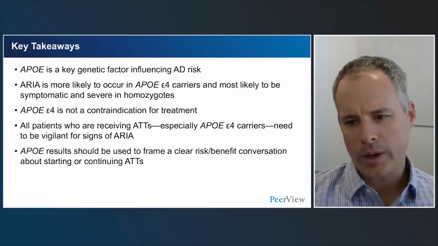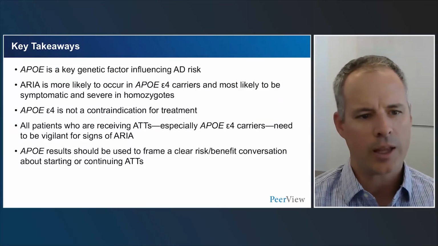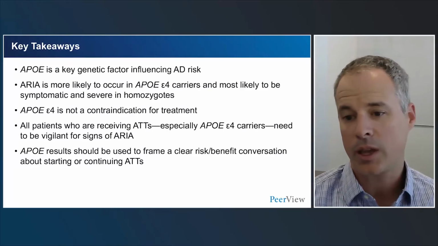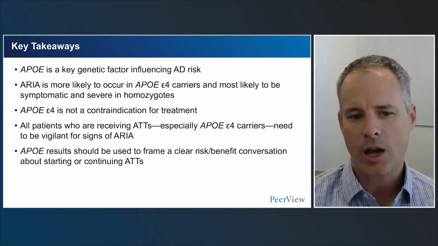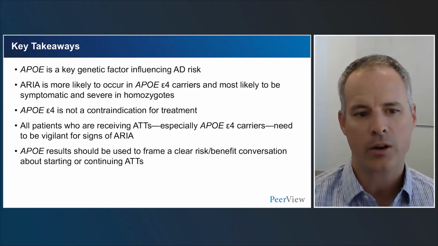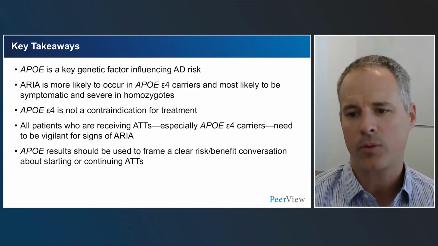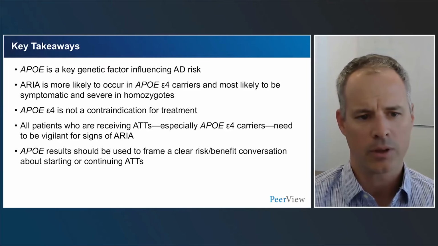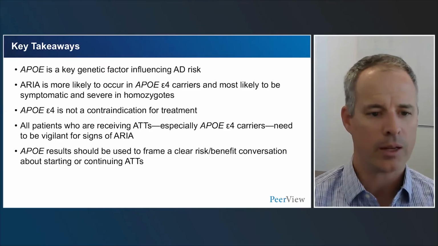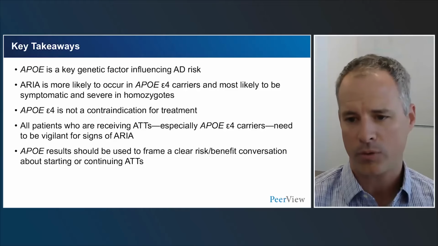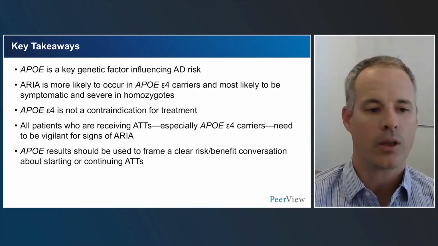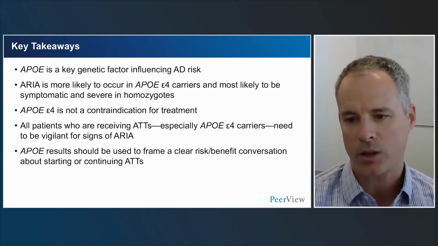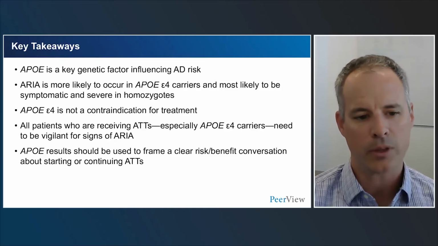So the key takeaways from our conversation today are that APOE is a genetic risk factor influencing AD risk. I think we went over that in some detail. And that ARIA is more common and more likely in APOE4 carriers, and particularly APOE4 homozygotes, who are at very high risk. However, in many centers, including ours, APOE4 homozygosity is not a contraindication, and certainly APOE4 carriership is not a contraindication to treatment.